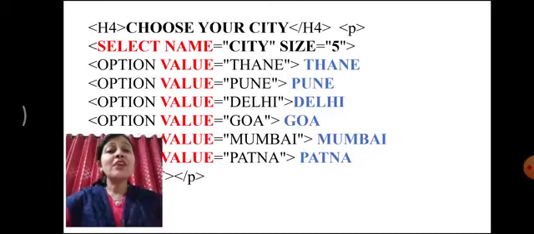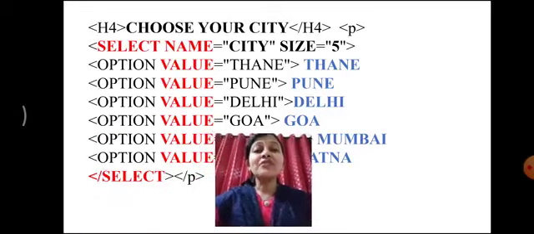So for that, how will we write the tag? We'll use the tag select. Select is a container tag, so after ending we have to write /select. So select name equals to city and size equals to 5. Size is an attribute. Next, option. Which are the options here? Option value equals to Thane.